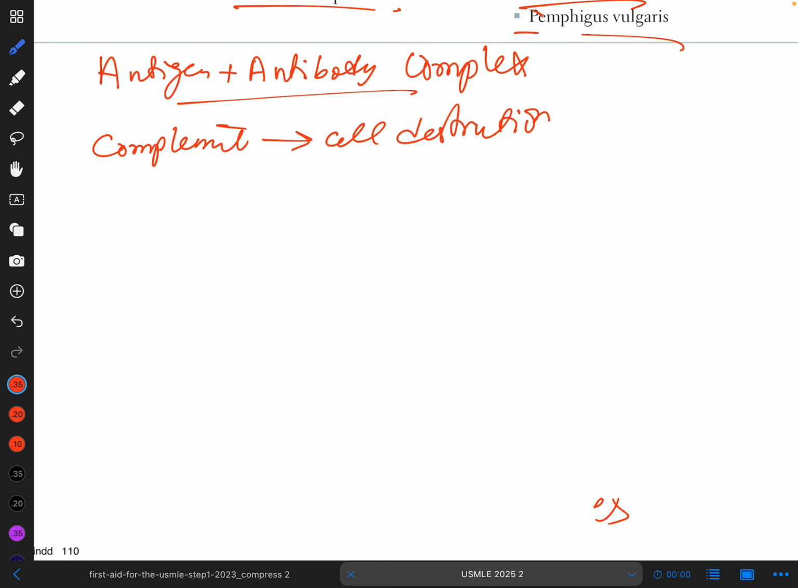Generalized, there is serum sickness. If we talk about the localized, then it will be the Arthus reaction.